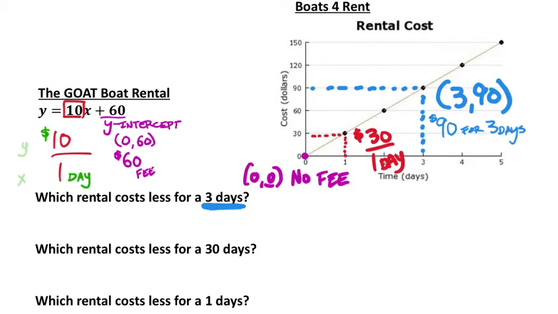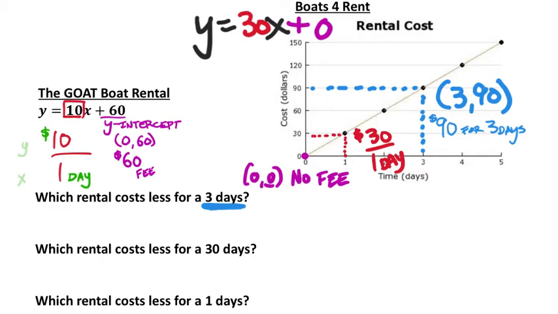Could you have written an equation for Boats for Rent? Sure you could have, right? y equals mx plus b. And we already found the slope, that was $30 per day, but the y-intercept, boom, plus 0. So you could have used the equation if you wanted to, okay? But the nice thing about this, the graph gave that to us.